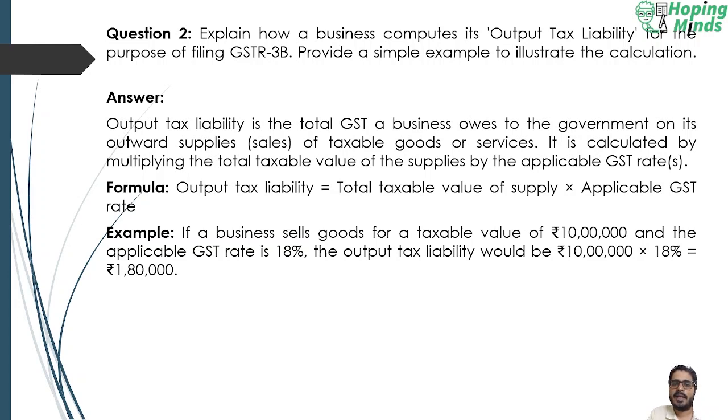It is calculated by multiplying the total taxable value for the reporting period of the supplies by the applicable GST rates. So the formula for calculating the output tax liability is total taxable value of supplies into applicable rate of GST. So if a business sells goods for a taxable value of rupees 10 lakhs and the applicable GST rate is 18%, the output tax liability will be 18% into 10 lakh, that comes to rupees 1,80,000.